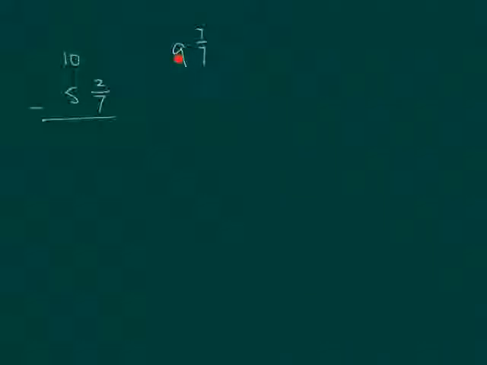So look and see what the denominator is here, and make the top and bottom the same number, and this is the same as 10. So now I can subtract 5 and 2 7ths.